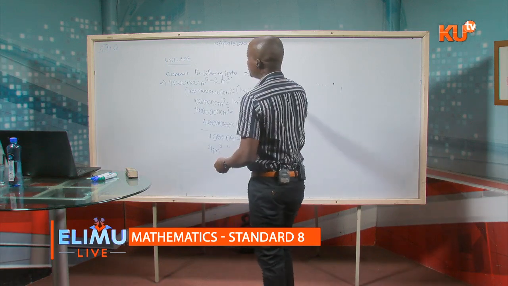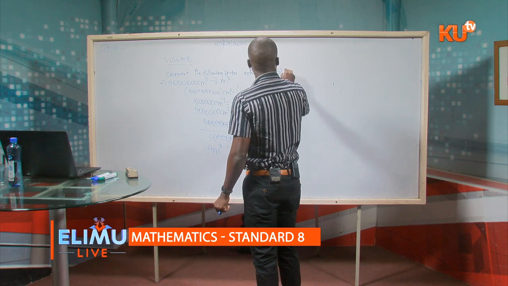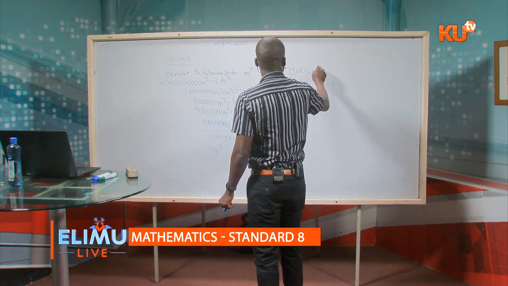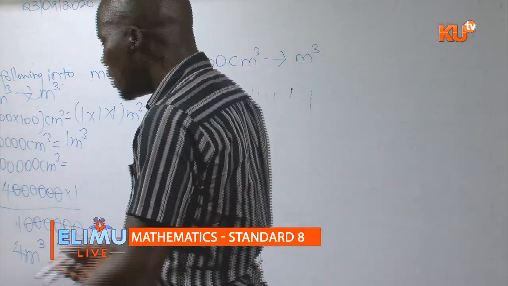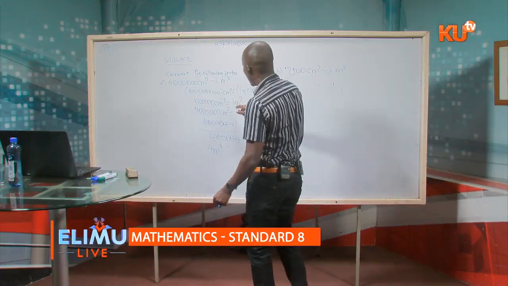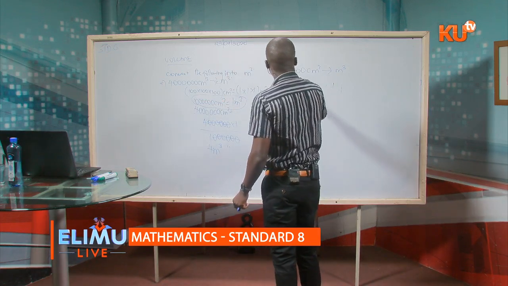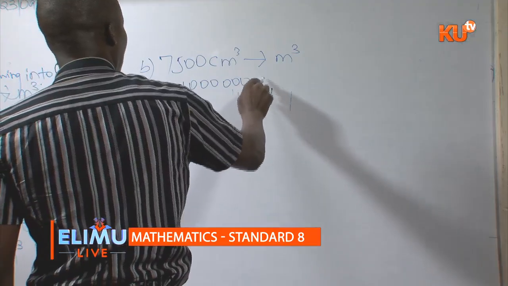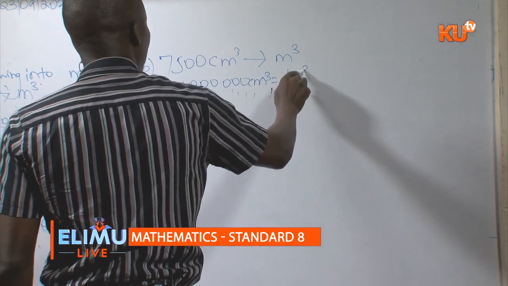What about the next one given here? Let's now convert 7,500 cubic centimeters into cubic meters. The same way, we'll still use this one here nicely. We said that 1 million cubic centimeters is equal to 1 cubic meter.